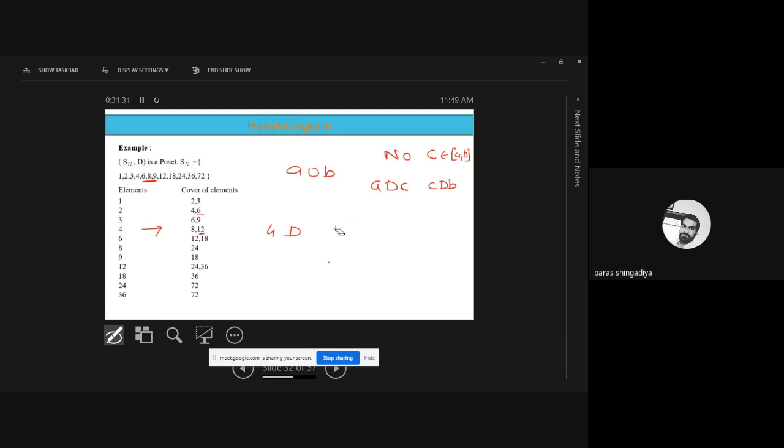If you take 24 here, so 24 is divisible by 4, but in between 4 and 24 we can easily take 8, which is a part of the C, which is a counter example of C. Clear? 4 divides 8 and 8 divides 24. And same for 36 and 72 also. Clear? Same argument. So only two answers, 8 and 12, which are a part of the cover of 4.